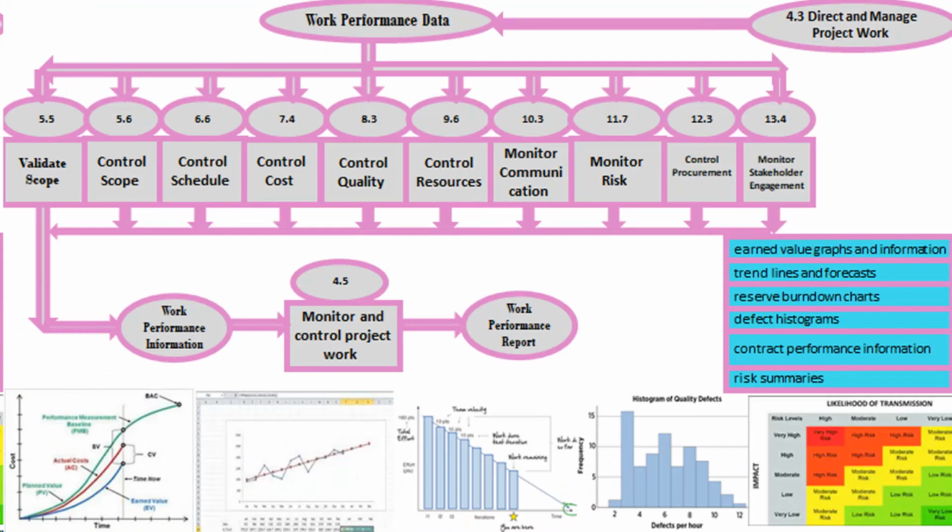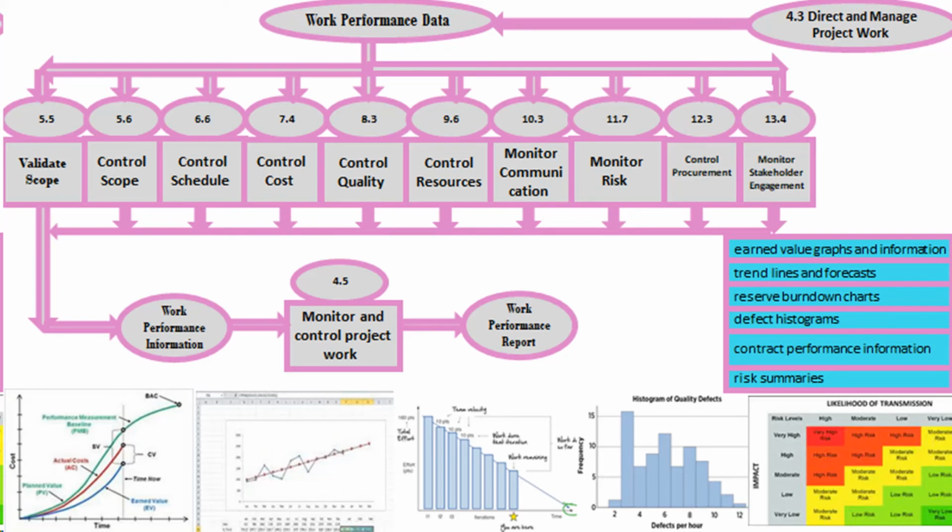Outputs of monitor and control project work. Work performance reports. Work performance information is combined, recorded, and distributed in a physical or electronic form. Work performance reports are the physical or electronic representation of work performance information.